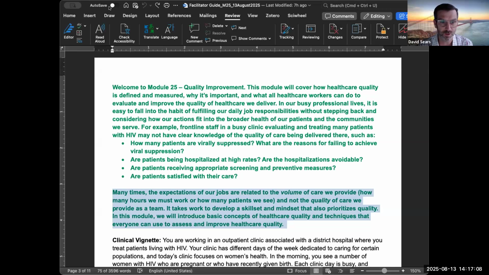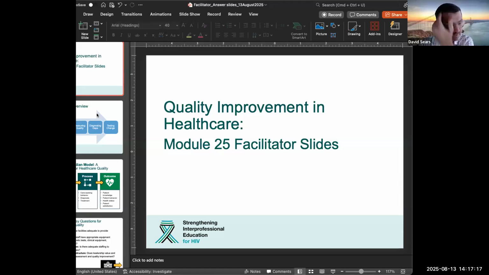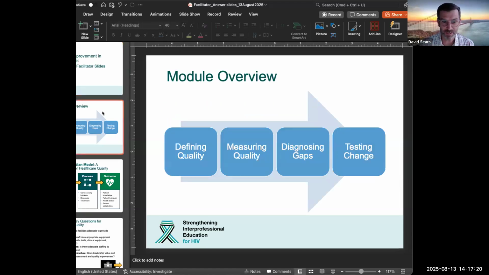I'm going to move just really quickly to the PowerPoint that goes with this section. And this is a suggestion from McCary University. I really like this idea of a module overview. As we go through these objectives, we will start by defining quality, and then discuss how to measure quality, then look at tools for diagnosing gaps in quality, and then finally talk about how we test change or interventions to improve quality. And so that's really what we're trying to do, some really basic foundational building blocks. I'll move back to the Word document.